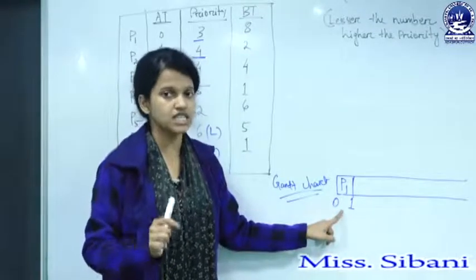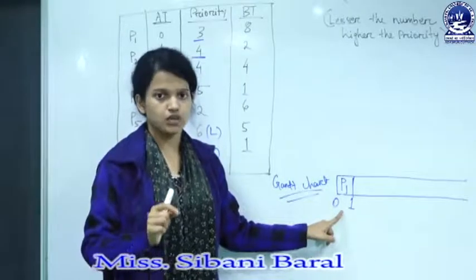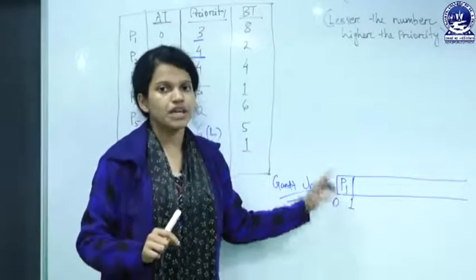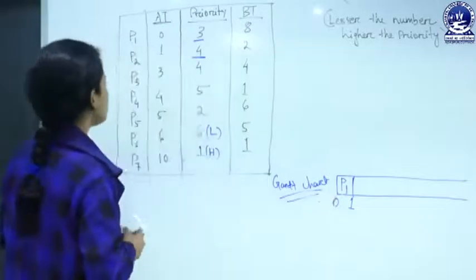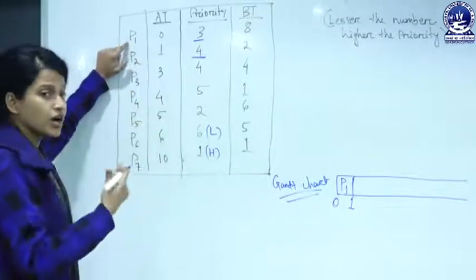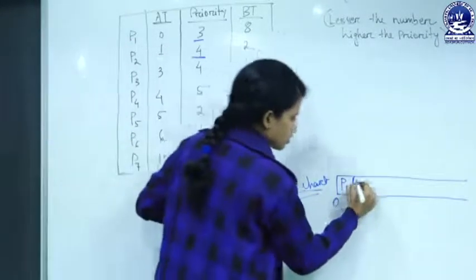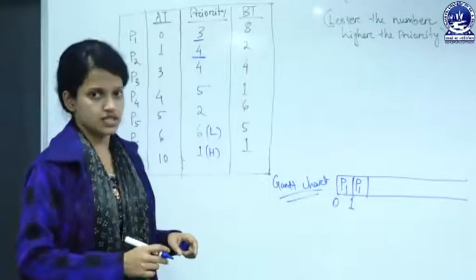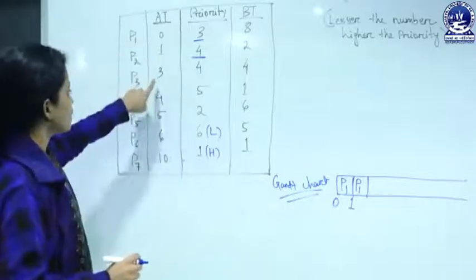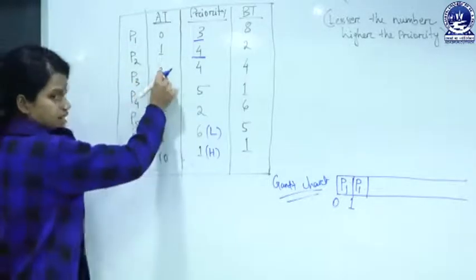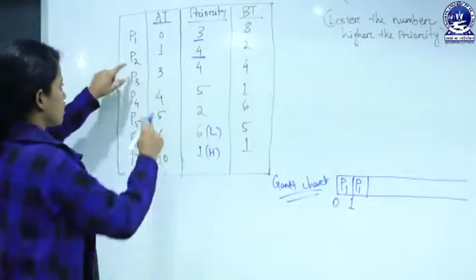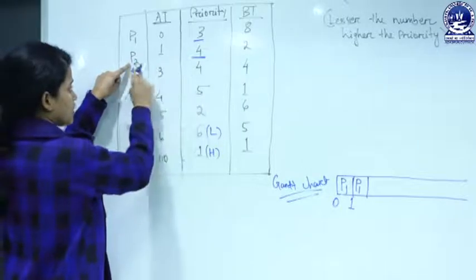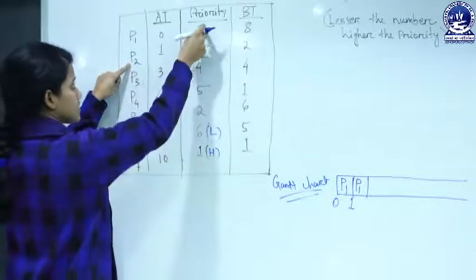The context switching will not happen here. P1 would not be preempted. We have to run P1 again. P1 continues its execution till the next process comes. The next process will come at 3 milliseconds. We don't take this P2, as the priority of P2 is lower than P1.